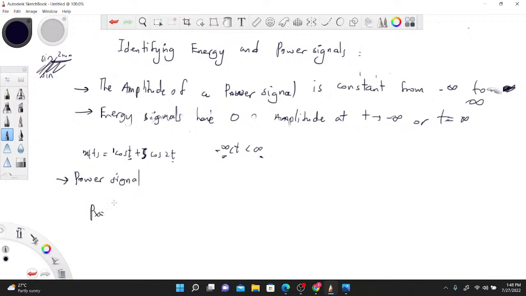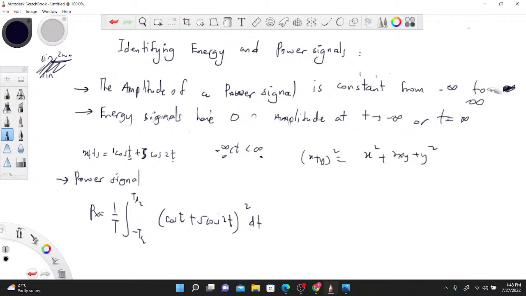So the normalized power, as we know, is 1 over T integral minus T over 2 to T over 2 of cos t plus 5 cos 2t, all squared, dt. Now, one thing you must notice: when we have to integrate this, let's say we have x plus y all squared, we're supposed to get x squared plus 2xy plus y squared. Now here, if you do that, in the middle term you get, let me do it so that I don't confuse us. Let me continue.